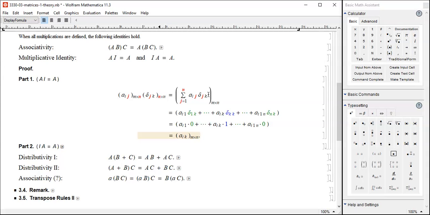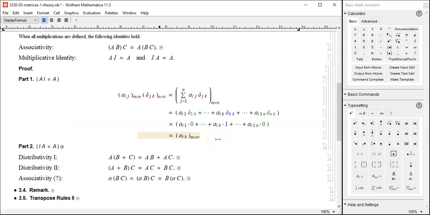And then just apply the property of the identity matrix. Unless j and k are the same, all 0, all killed. When j and k are the same, j is running from 1 through n, so the only thing that survived is delta kk, that's 1. So this one survives, everything else is 0.